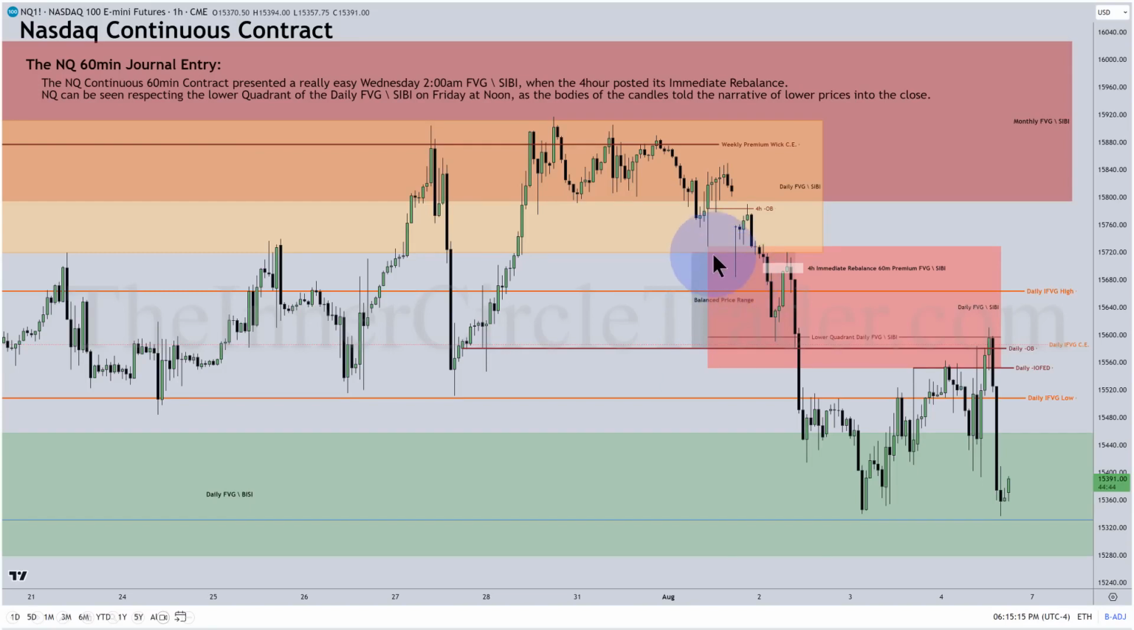Interesting enough that it touches that. And then this one here. Now, I ain't making a big deal about that because the inefficiency wasn't created until that movement. But look, that right there, we'll talk about that in my book. As the bodies of the candles tell the narrative of lower prices into the close. And we have that there. So non-farm payroll takes out the lows here after taking buy side, then sell side. That's what non-farm payroll does. It runs both sides of the marketplace. And I've taught that many times and it delivered again like gangbusters.